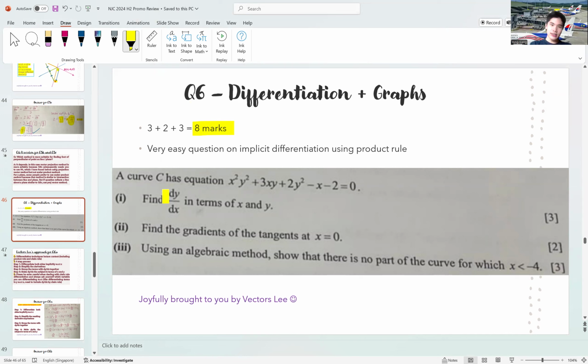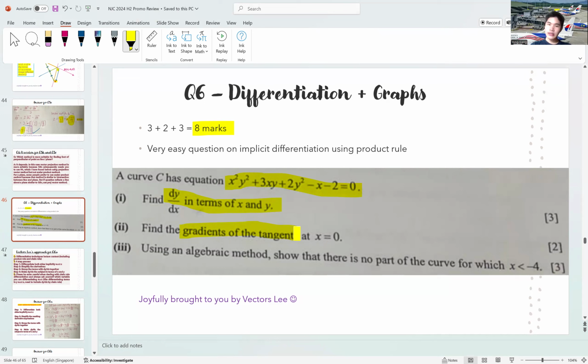Like you see here, this one says find the derivative in terms of x and y. Obviously, this is a very simple implicit differentiation, right? And they didn't even ask you to express in terms of x. So what you have to do, just implicitly differentiate the equation of the curve over here. Then later on, find the gradients of the tangent. So simple. They didn't even ask you for the equation of the curve.